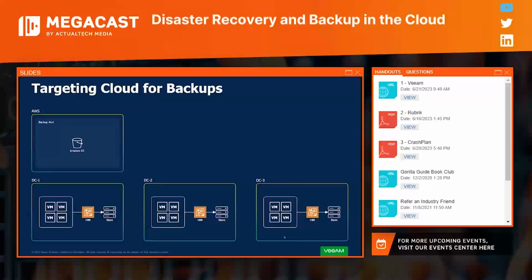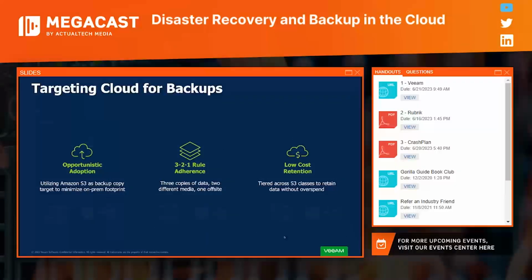But as they started to grow into the cloud, one of the first things that they did was utilize us for backup copy jobs, tiering workloads to Amazon S3 object storage. And the reason why they would do that is, firstly, it's great for the 3-2-1 adherence, right? 3 copies of your data, 2 different media, 1 offsite. The AWS environment, the S3 bucket up there, is their offsite. It's a different type of media.